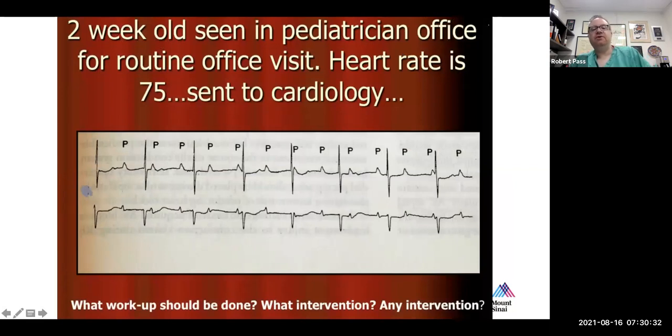This is a 2-week-old seen in the pediatrician's office for a routine office visit, and the heart rate is 75. I'm telling you that because there are no lines on this tracing, and they're sent to cardiology. So what workup should be done? Should any intervention be done? If so, what intervention? I'm going to ask Sergey Babia what he thinks about this.